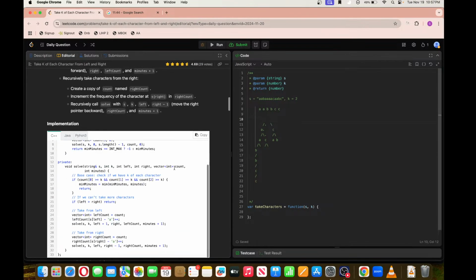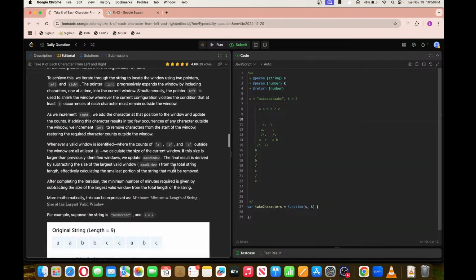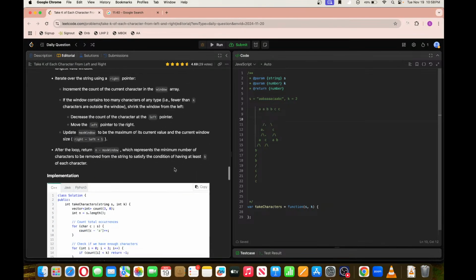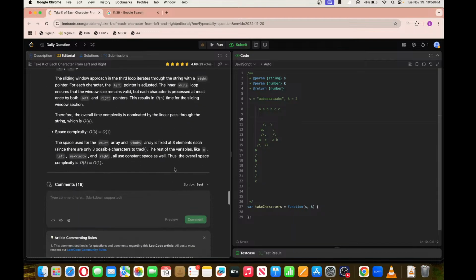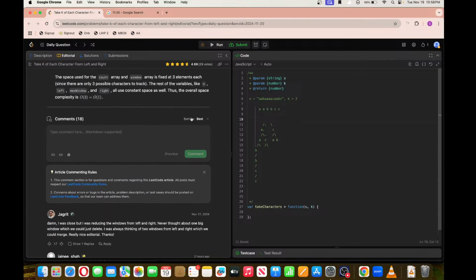Recursion time limit will exceed. Sliding window. So this is a sliding window problem.